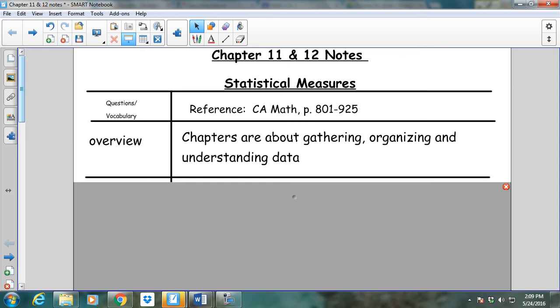There's 2 pages to these notes. Like I said, they're going to cover 2 whole chapters. So anything that you need, look into your textbook 801 to 925 if you need more information on these things.